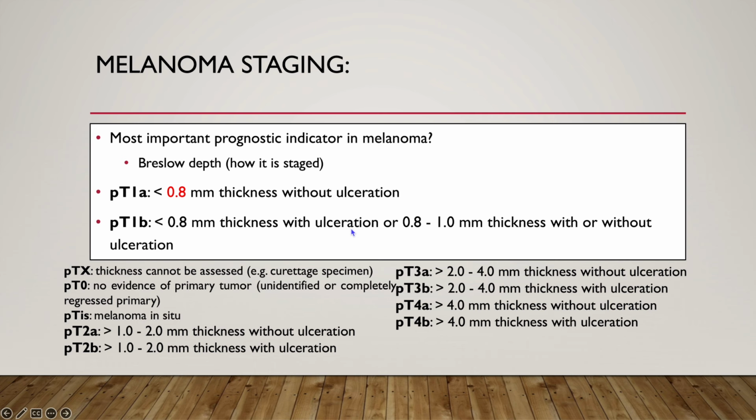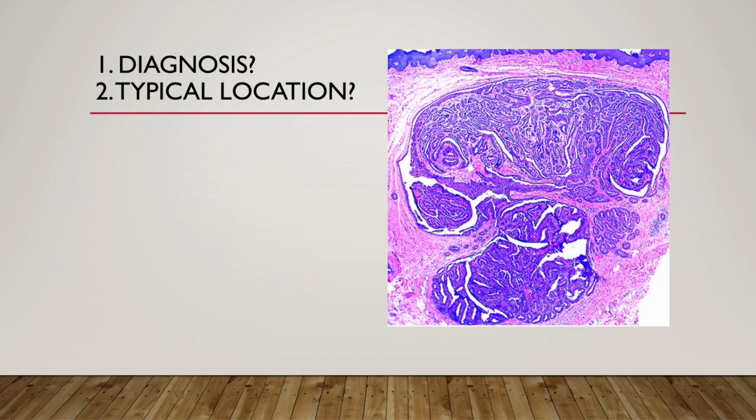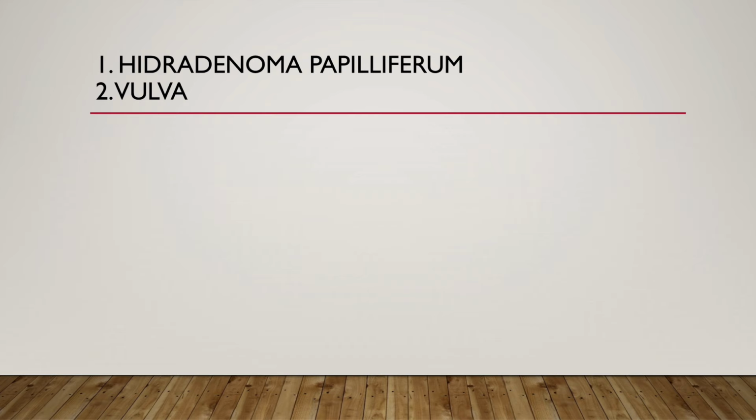So the biggest ones that's always been tested is this 0.8, which represents T1, and 4 millimeters, which represents T4. Here we have a well-circumscribed dermal lesion. It has a maze-like architecture, and if we look closer, there is no cellular atypia. You'll have cuboidal columnar cells with myoepithelial cells. So what is the diagnosis and what is a typical location? Right, this is hidradenoma papilliferum, and it's commonly seen in the vulva.